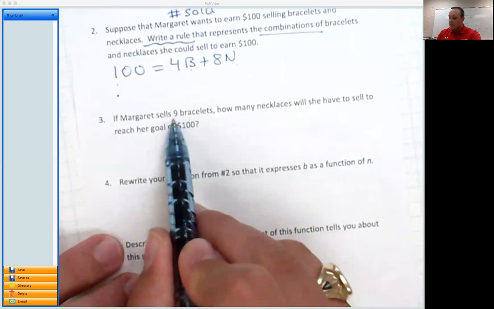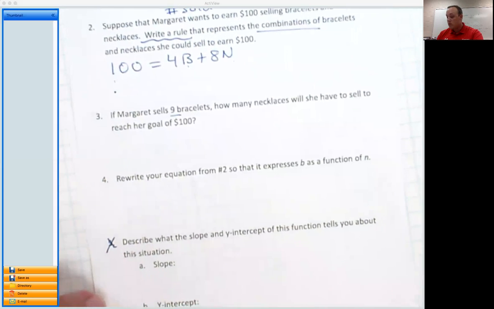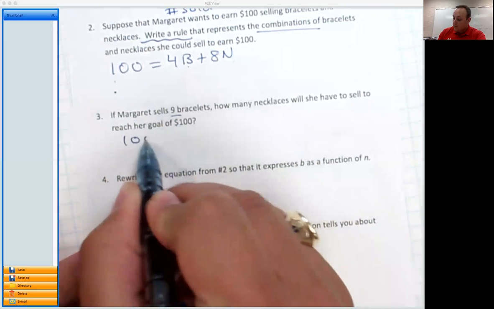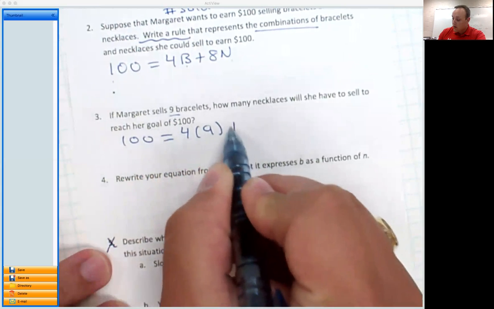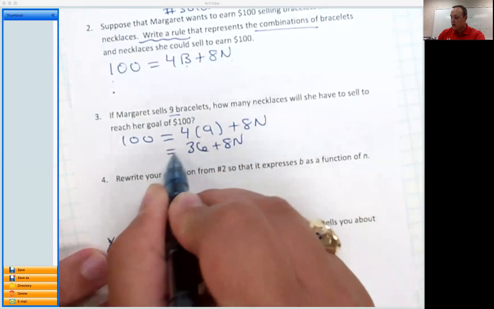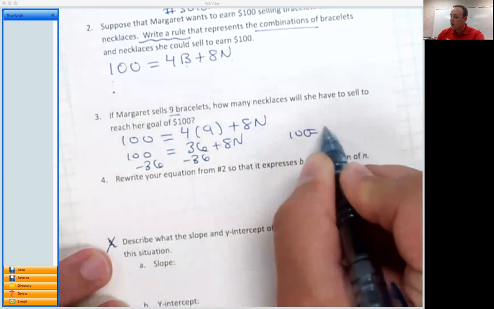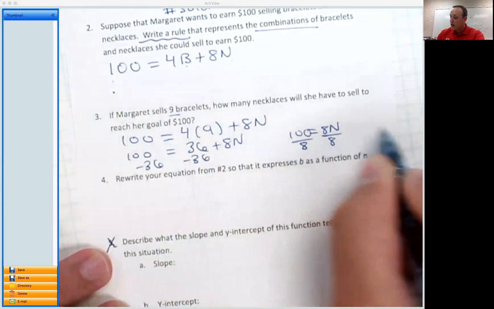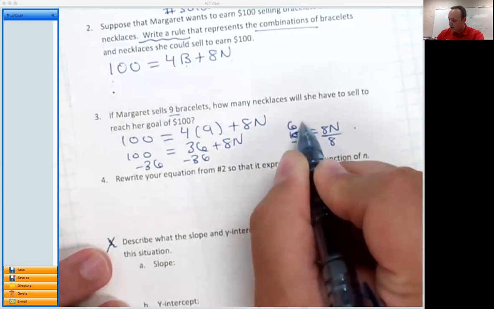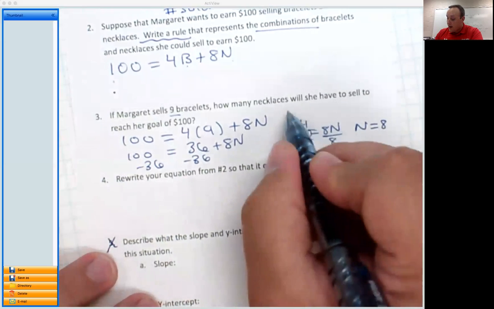All right, if Margaret sells 9 bracelets, how many necklaces will she have to sell to reach her goal of $100? 8. Okay, so you gave me an answer. I want to know how. Because the 9 times the 4 is 36. So you plugged in 9 for B? Yeah. Good. So 4 times 9 is 36. I agree. And then you take 100 minus 36 is 64. I just knew 8 times 8 was 64. And you used your number sense to solve. Very good. Divide by 8. And, whoa, 64, not 100. And our n is 8. So always represent your answer in units. So 8 necklaces is your answer.